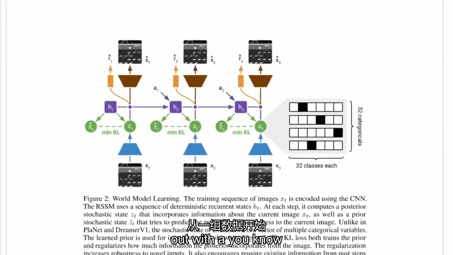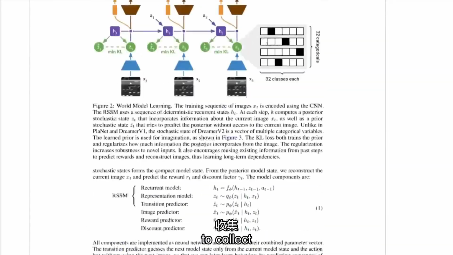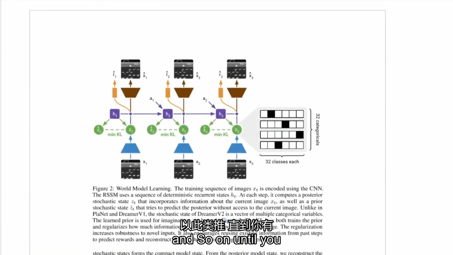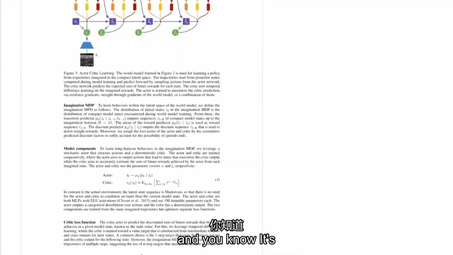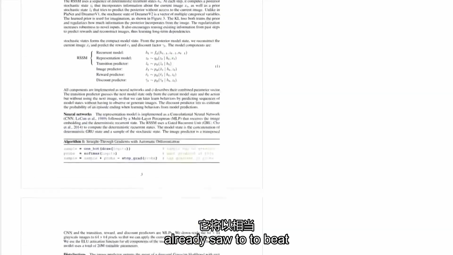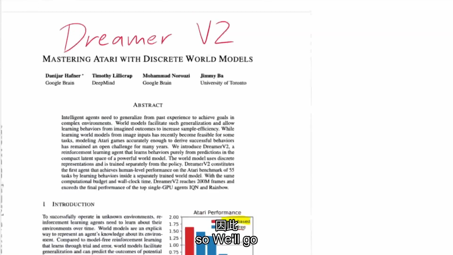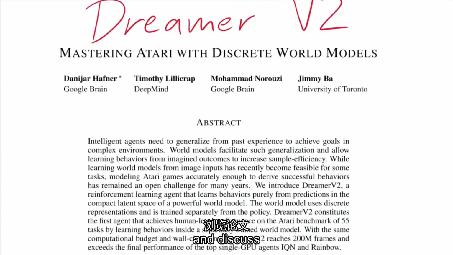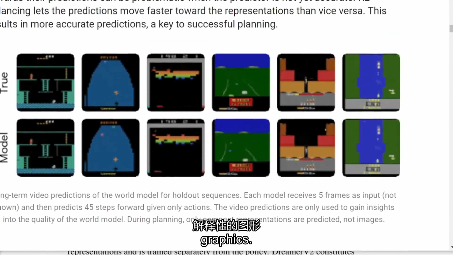So you start out with a set of data, then you learn an actor, and then you use that actor to collect more data, and so on, until you have a really good actor and the world model is really accurate for that actor. So that's the overview. And it's going to turn out, as we already saw, to beat other, at least single GPU models by quite a bit. So we'll go through the paper, through the individual steps, and discuss what's new and how it all works. The code is also available. I'll link to it, and the blog post I've shown you here has some more explanatory graphics.